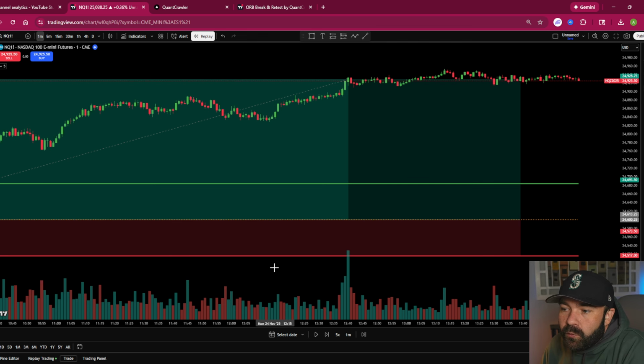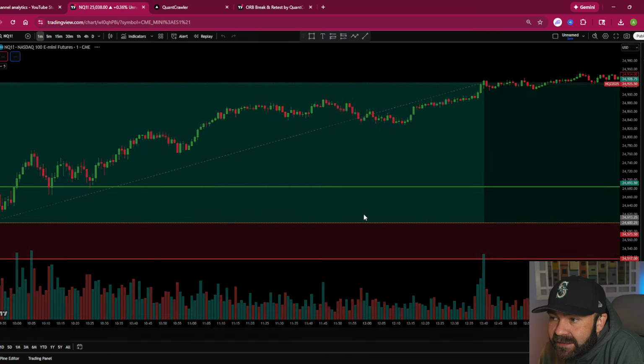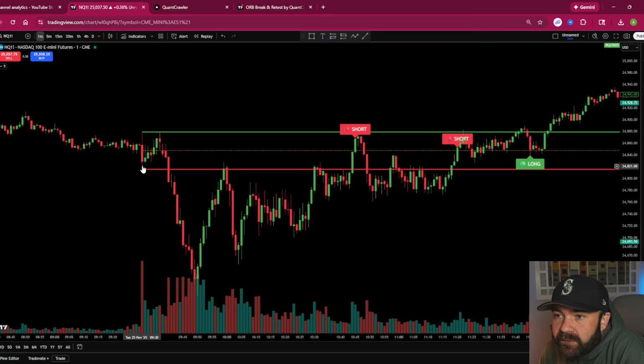So you would have been one win, one loss, one massive win. And then today, you can see here, the 5 minute opening range break touches the top of the zone and immediately drops out, pinging around right here.